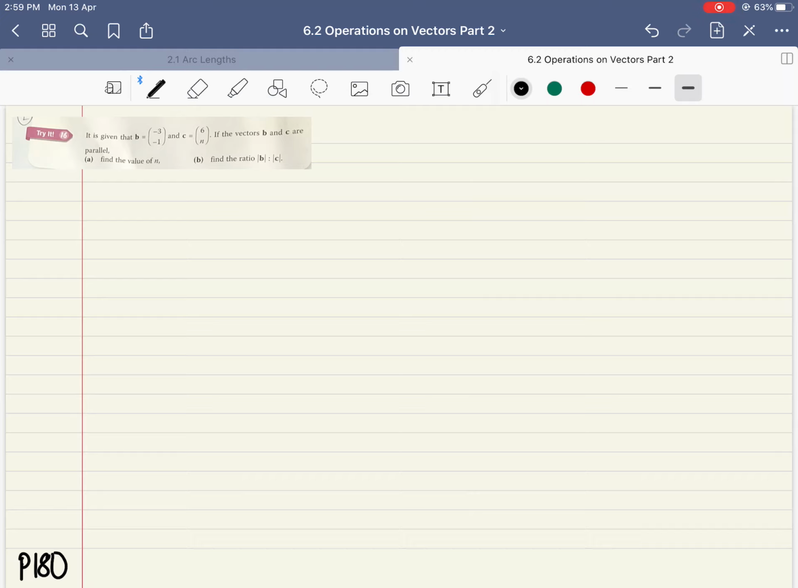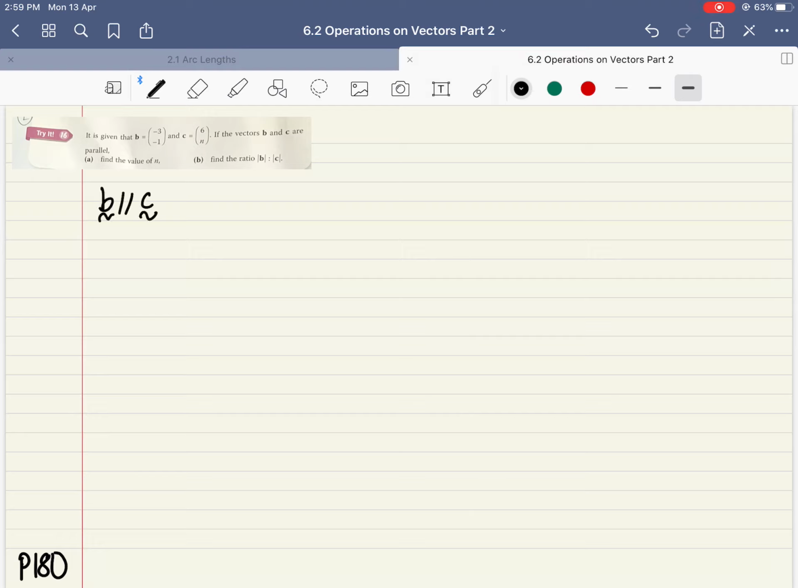Now on to try it 16. It's given that B and C are parallel. Parallel, as we have learned, whenever you multiply by a scalar, the vectors will be parallel. Now what they want is for me to find the value of n.